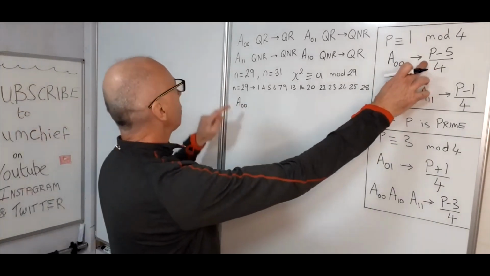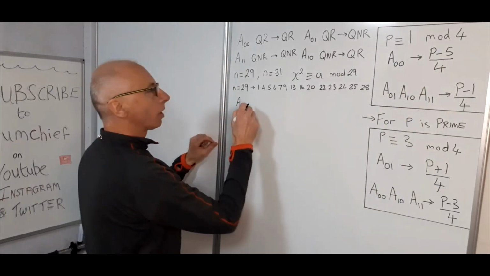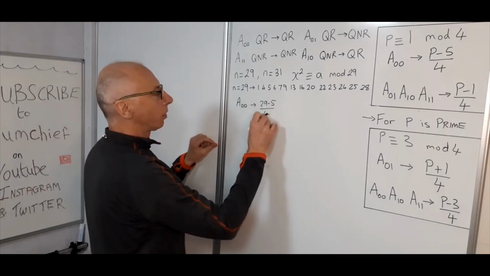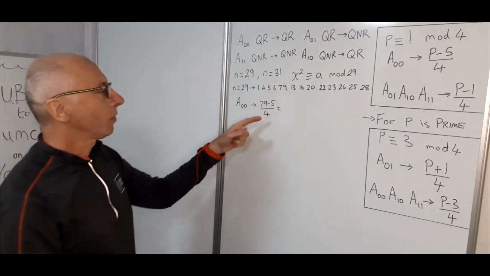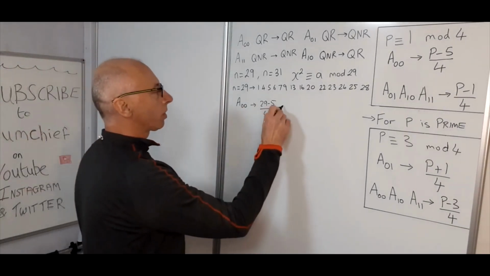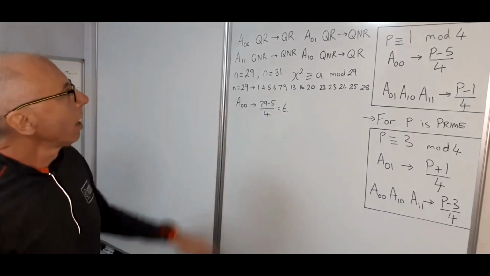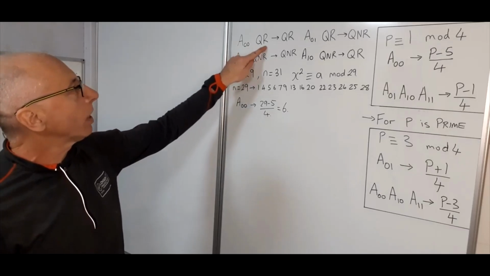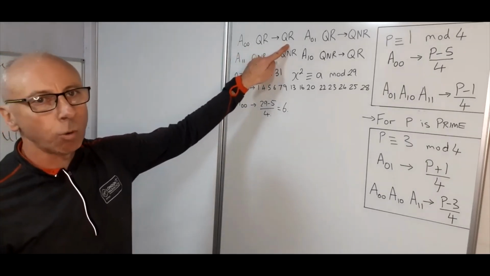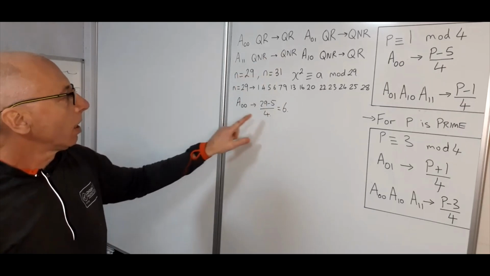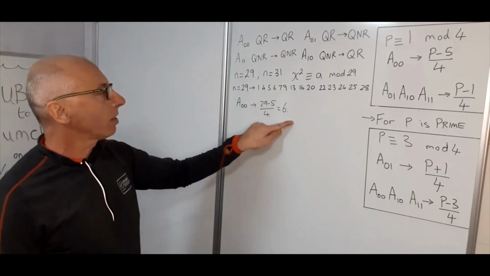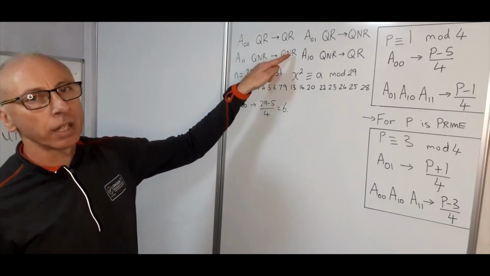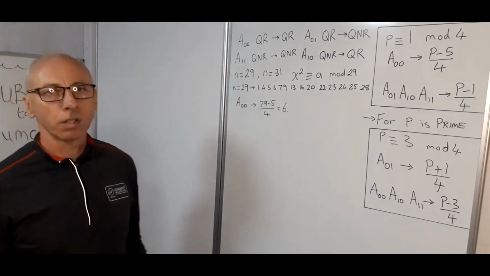So for P we write 29, so we've got 29 minus 5 over 4. Well, 29 minus 5 is 24, over 4 equals 6. So what we see here is a quadratic residue followed by a quadratic residue. And what this is saying is there are 6 instances where a quadratic residue is followed immediately by a quadratic residue. So let's see if that comes good.